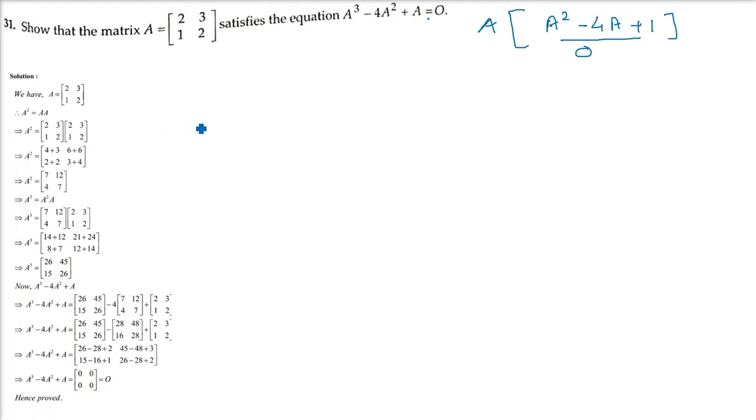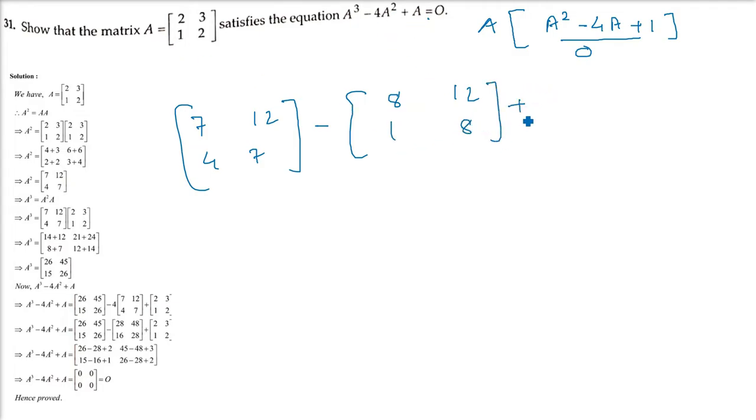I'll just show you. This is A square. I'm writing A square here. A square I'm directly getting from the content already printed. And this is minus 4. I'm multiplying A with 4. This is 4 into A. Plus 1. 1 is what? Identity matrix. 1 is nothing, it is I. 1 0 0 1.